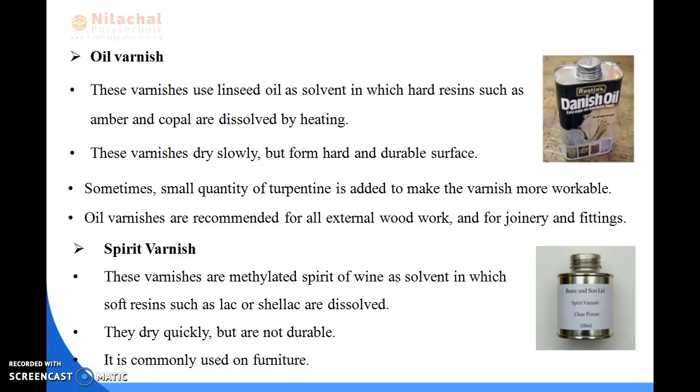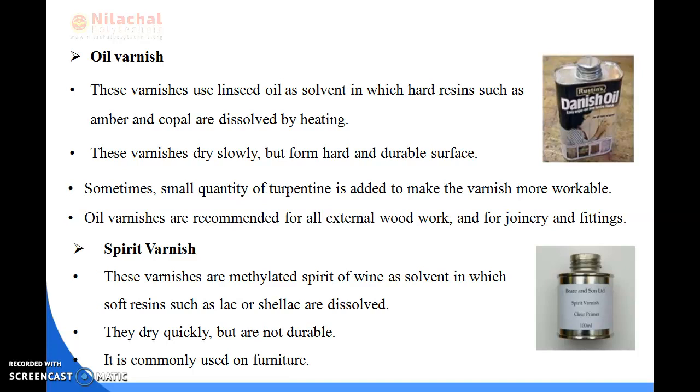So we can say that oil varnish mainly uses linseed oil as a solvent, and the hard resins, I have already told, that is amber or copal, are dissolved by heating. And these varnishes mainly dry slowly and form hard and durable surfaces. A small quantity of turpentine is added to the varnishes to make them more workable. And oil varnishes are mainly recommended for external woodwork and any type of pipe joints or pipe fittings.